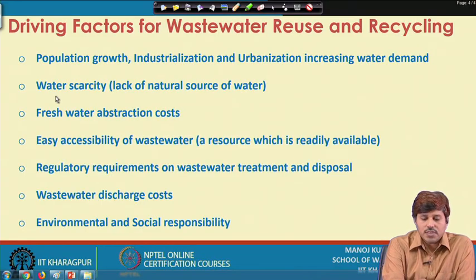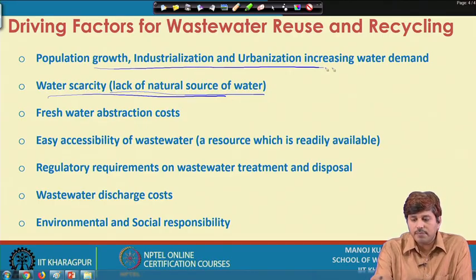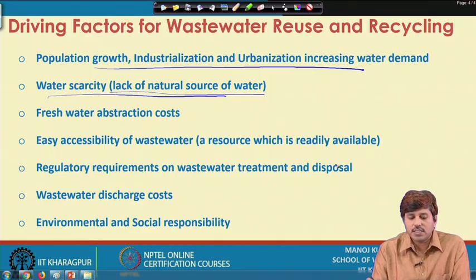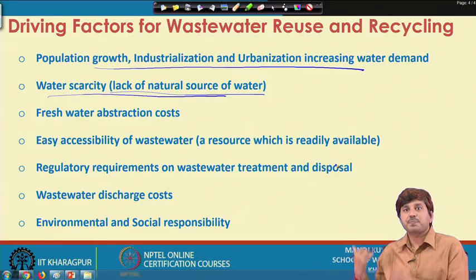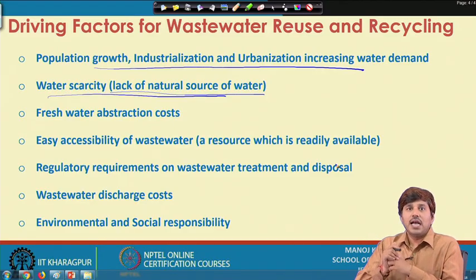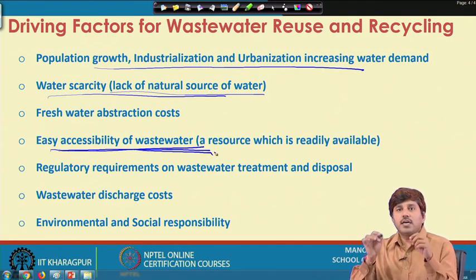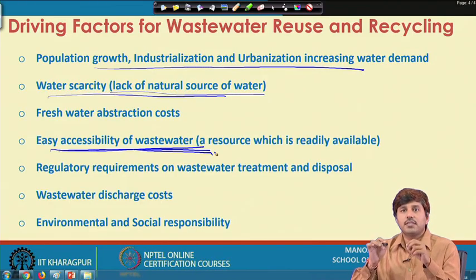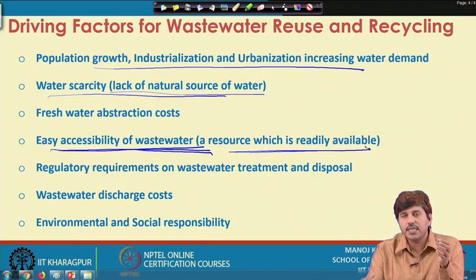So, if you see, there is water scarcity, a lack of natural water resources, and there is increasing water demand. These two collectively highlight the need for an alternate water resource which is readily available and can be utilized for the purpose, and the easy accessibility of wastewater makes it an option as a resource. There is a lot of water in it, of course there are some contaminants. So, if we remove those contaminants, we can use this as a resource which is quite readily available.